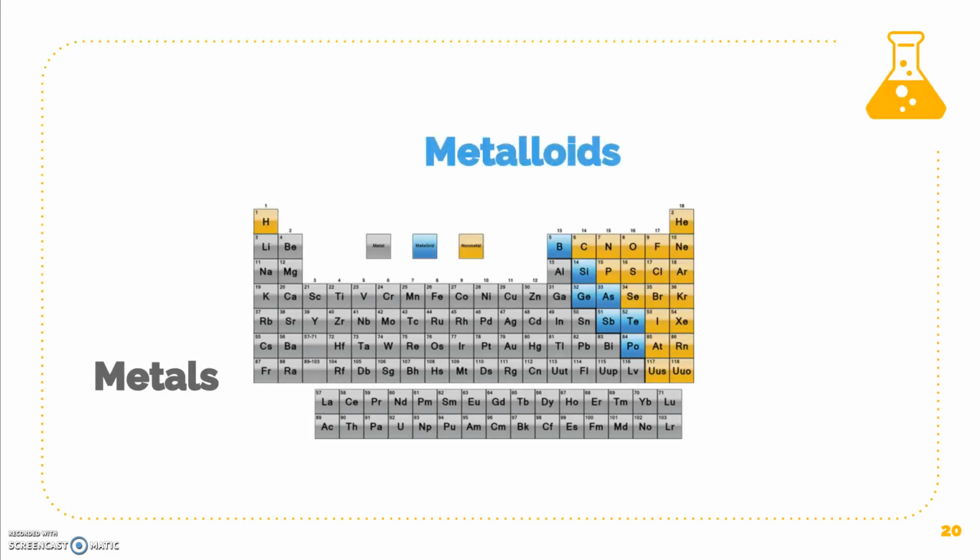Metalloids have properties in between those of metals and nonmetals, and they are located diagonally between the metals and nonmetals on the periodic table.